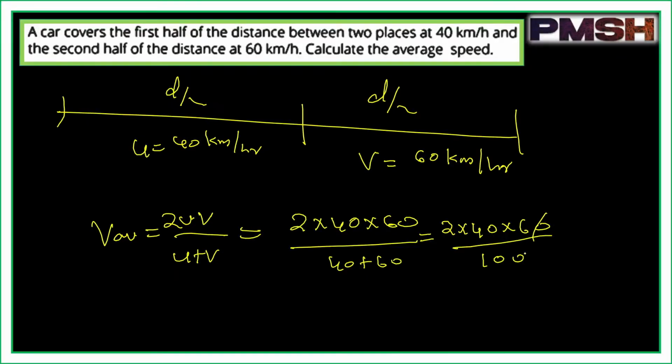So that gives 2 times 40 into 60 divided by 100. Right? Cut this and cut this. So you get 2 times 4 is 8, 8 times 6, 48. 48 kilometer per hour. The unit is kilometer per hour. Never put that as meter per second because we haven't converted the unit, right? So the average will be 48 kilometer per hour.